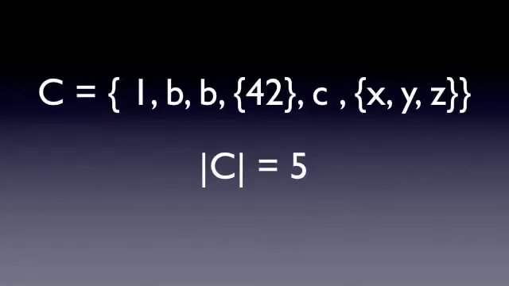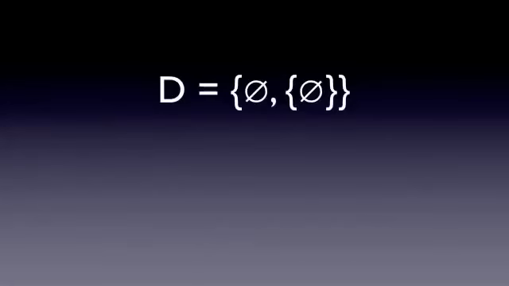Notice that we count the set containing 42 and the set containing X, Y, and Z, but we only count the set of X, Y, and Z once, even though it has 3 elements. Here's set D. In this case, set D has 2 elements: the empty set and a set containing the empty set. So the cardinality for set D is 2.